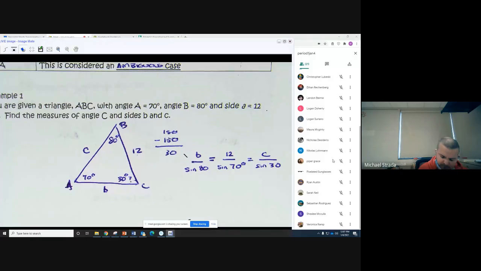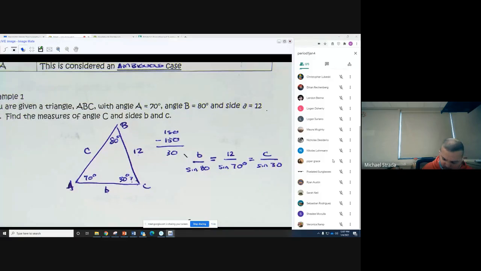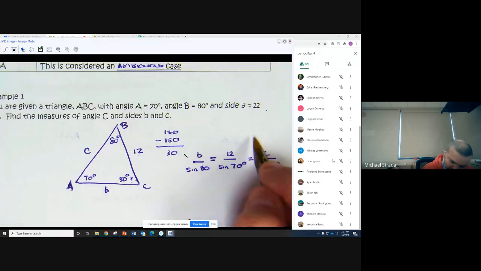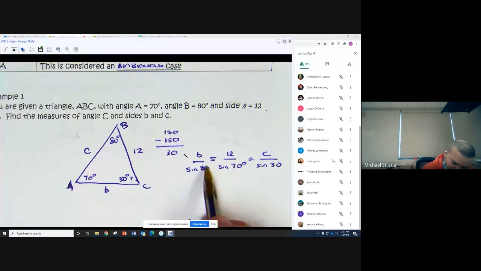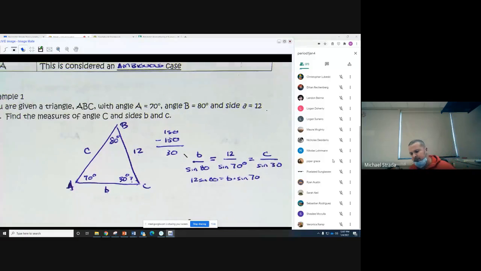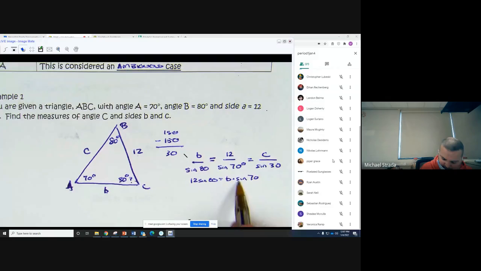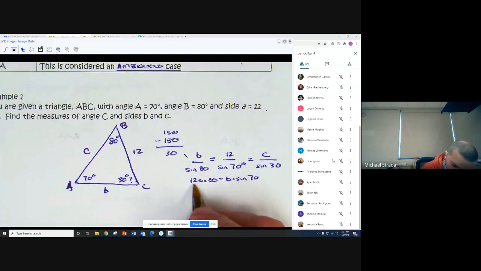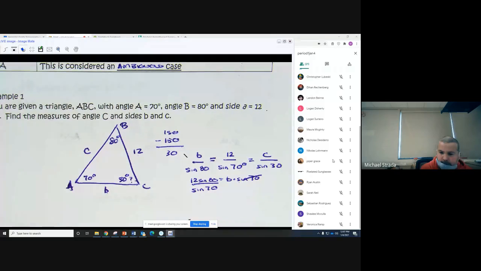From there, it's just the cross multiplying you've done with proportions all your life. If I focus on the left, it's 12 times sine 80 equals b times sine 70. So I'm just cross multiplying. I'm solving for b, so how do I get rid of a multiplication by sine 70? I divide by sine 70. The rest can be done with a calculator.